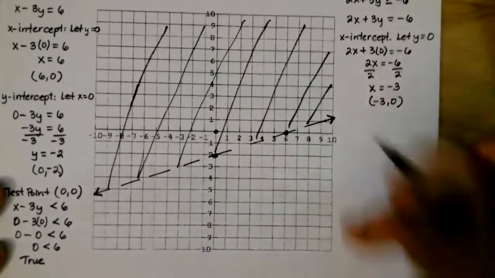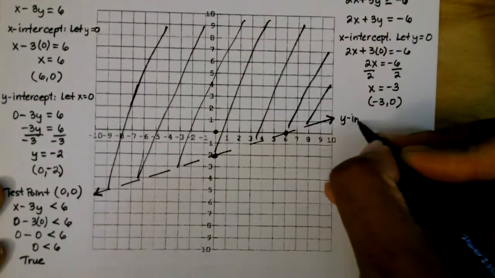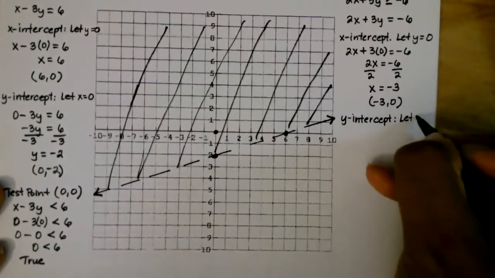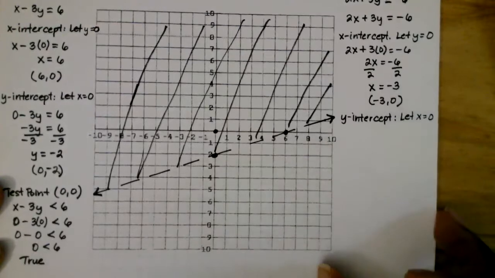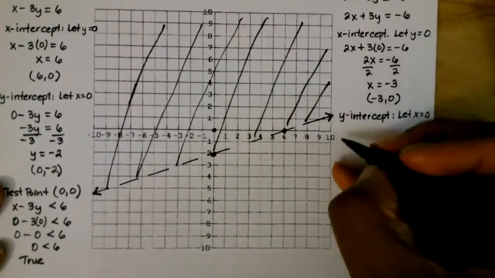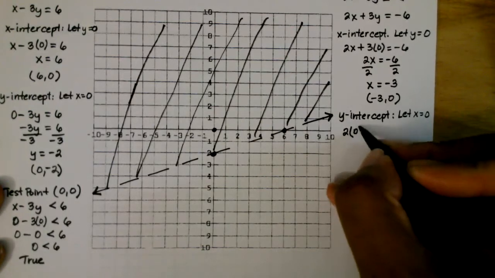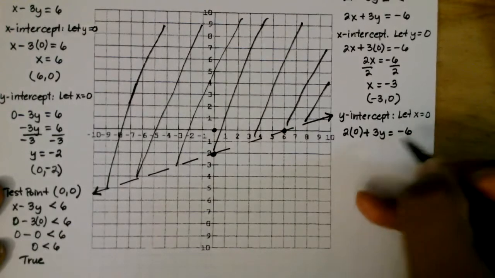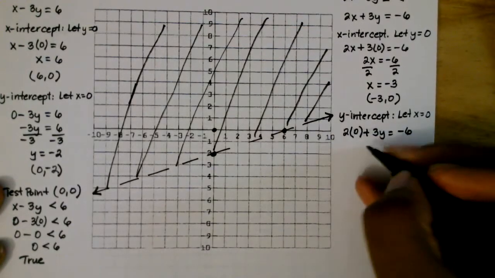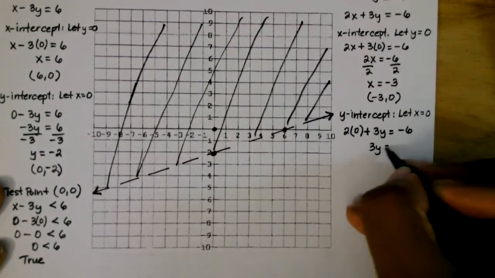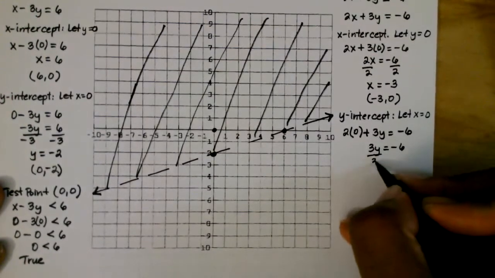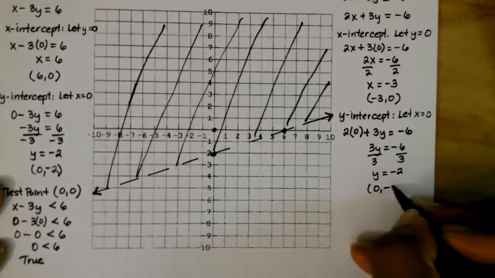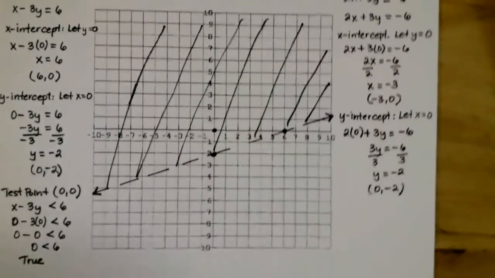And then for the y-intercept, here I let x equal 0 and solve for y. So in that equation, 2 times, I'm substituting the x with 0, plus 3y is equal to -6. Well, 2 times 0 would give me 0, so I'll be left with 3y equal -6. Divide both sides by 3, you get y is equal to -2. So my y-intercept is the ordered pair 0, -2.